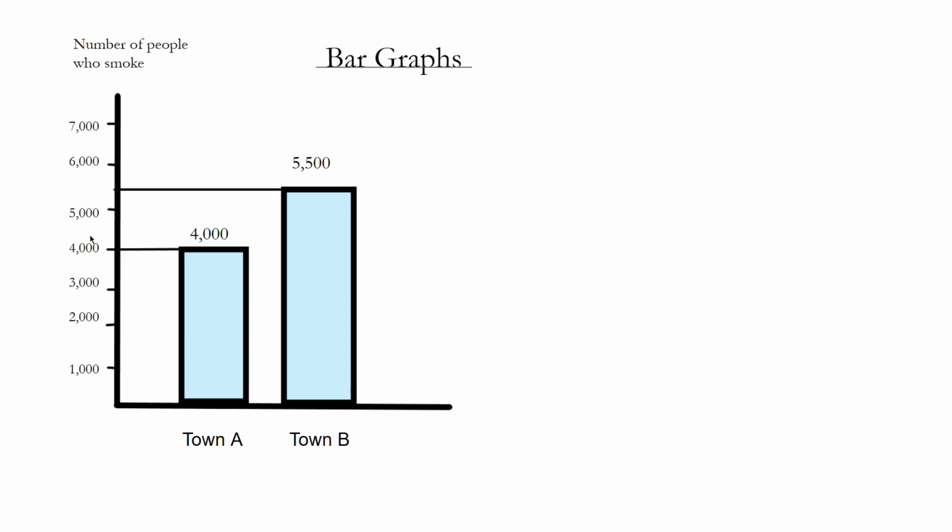So this is a situation where the jump is too large. In the previous situation, we noticed that the jump was too small and it was exaggerating the difference. In this situation, it makes the difference look much smaller than it actually is.